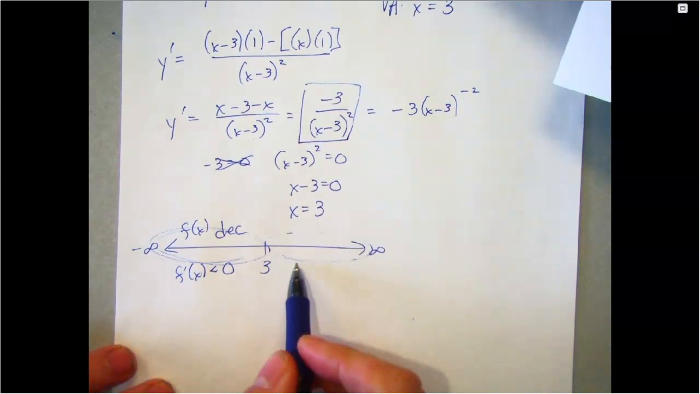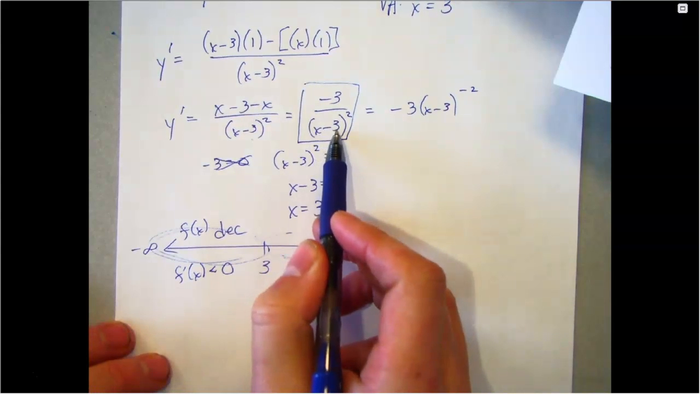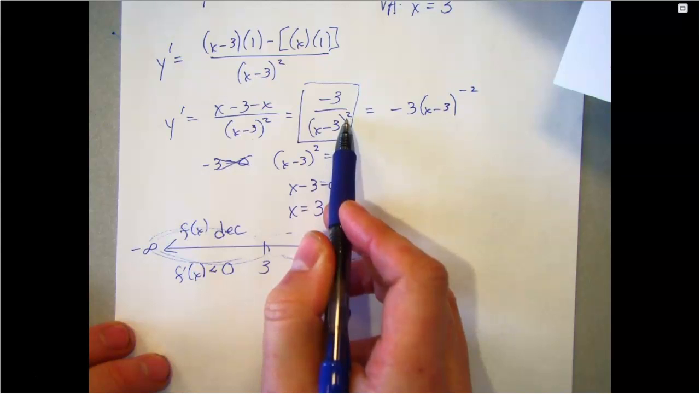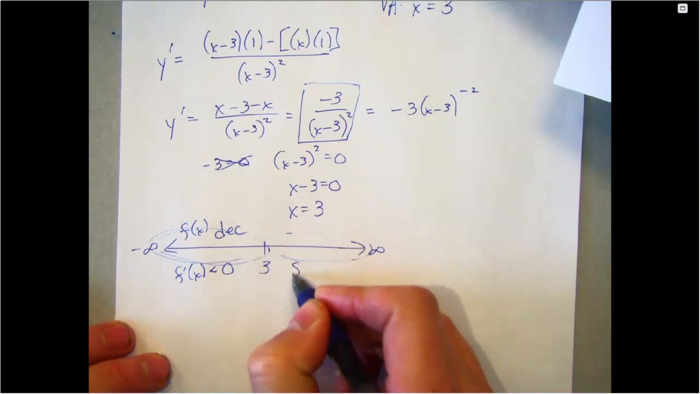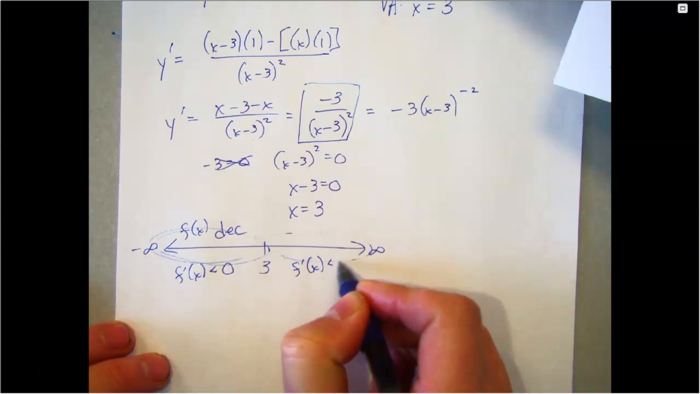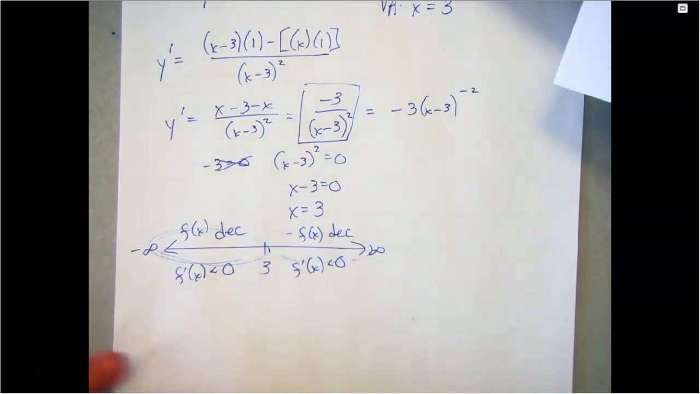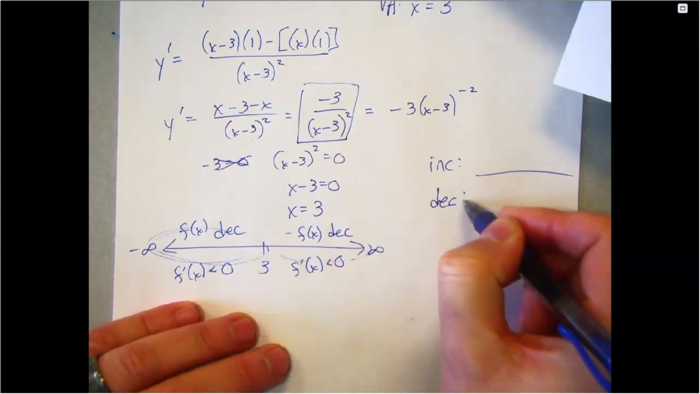Second part here, so let's say I took 10, 5, whatever, it doesn't matter. When I subtract 3, it's still going to be positive. When I square it, it's still going to be positive. Then a negative divided by a positive is a negative. So we're decreasing over here as well. So on your test, you'll have these blanks over here: increasing, decreasing.